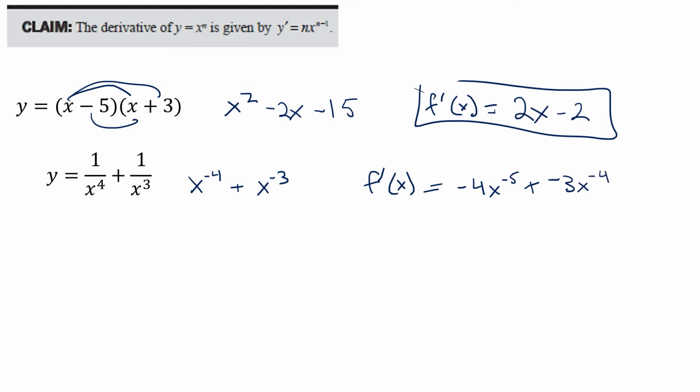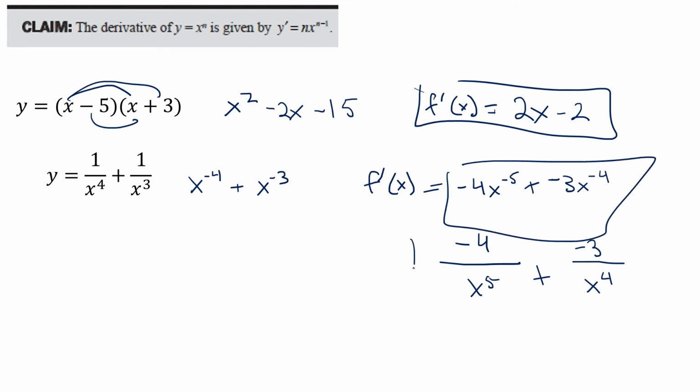And they might give you answer choices where they put that x back down on the bottom, and that would look like -4 over x to the 5th plus -3 over x to the 4th. That's just another rearranging. You're taking those negatives and putting them back on the bottom. These are the same answer.